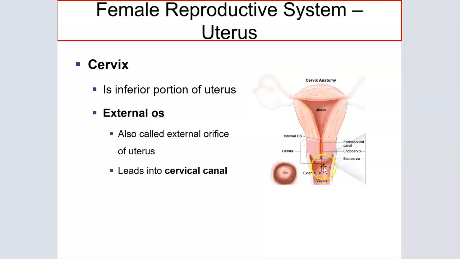And then you have the os, and you have this little tiny space here. It's called the cervical canal. So here it's calling it endocervical, but cervical canal is fine for that. So the os opens up into the cervical canal. And again, the cervix is part of the uterus.